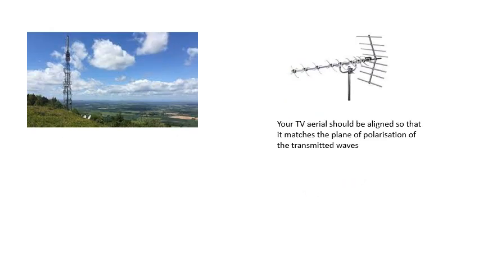Your TV aerial should be aligned so that it matches the plane of polarization of the transmitted waves. So basically there you've got a transmitter and your receiver is your TV aerial, and it should be aligned so that it matches, just like the microwave one. I do believe they actually send out the waves at an angle of 45 degrees, and then you've got a better chance of picking something up.